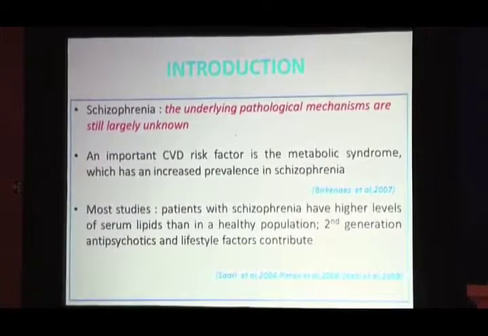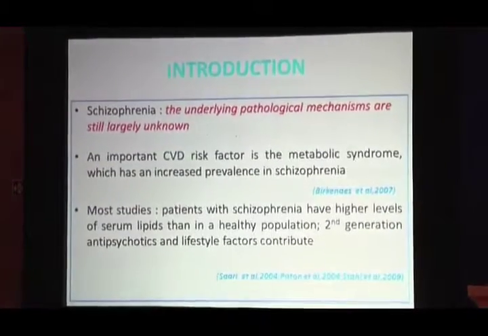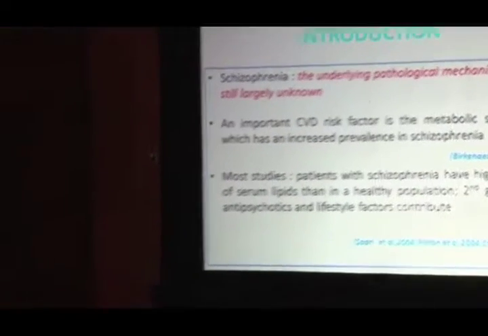Now, in the introduction, they said that in schizophrenia, the underlying pathological mechanisms are still largely unknown. That is the statement they make in the very beginning to attract your attention, as if they are going to make it known to you during the course of their paper. An important CVD risk factor is the metabolic syndrome, which has an increased prevalence in schizophrenia. Most studies say that patients with schizophrenia have higher levels of serum lipids than a healthy population, and second generation antipsychotics and lifestyle factors do contribute to all this. Well said, very good.